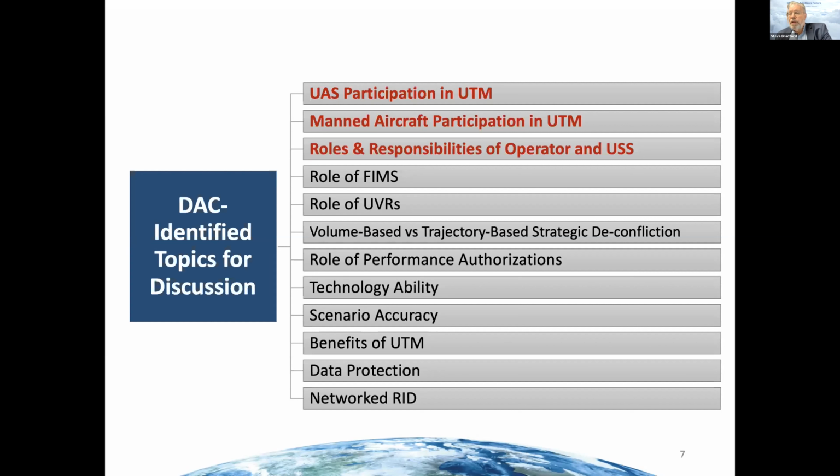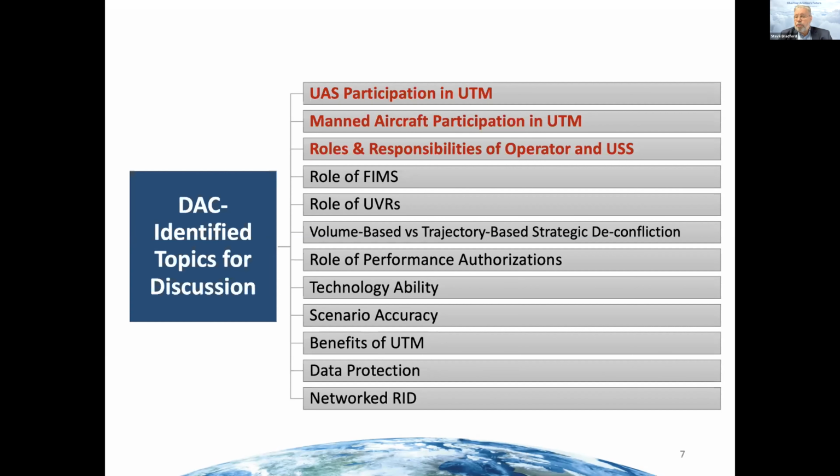The roles and responsibilities of the operator and the USS. In the original ConOps, we put everything on the operator. In ConOps 2.0, we start talking about qualifying USSs to provide certain services, and then the operator being able to take credit for those as they put forth their proposals for operations. They want to know more about our flight information management system. That's the hub.